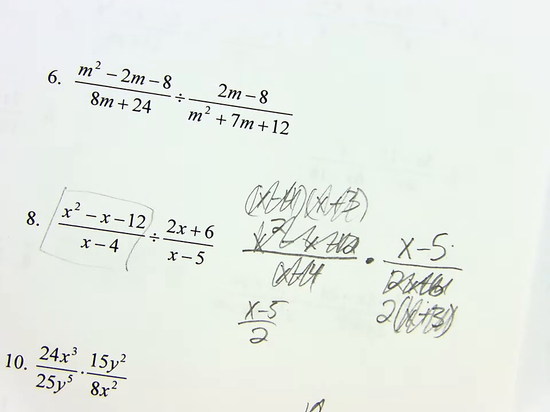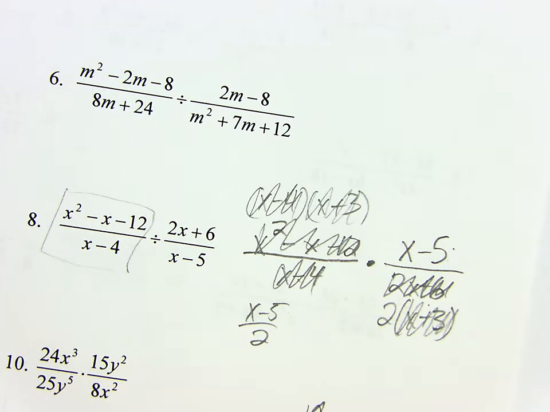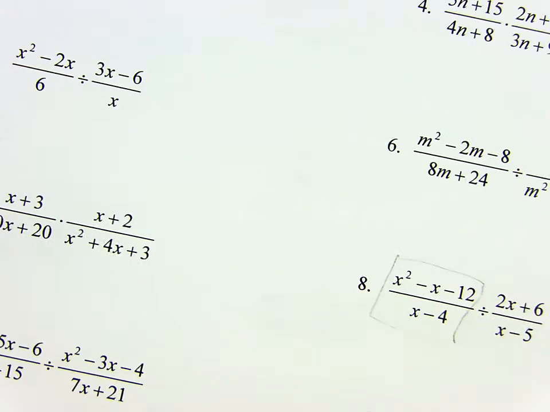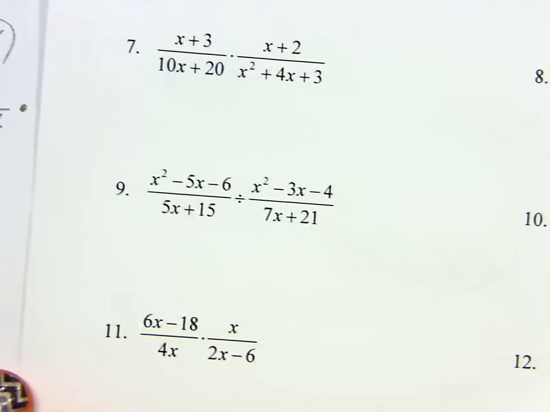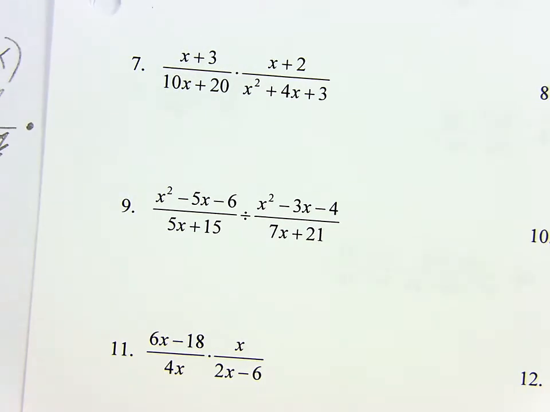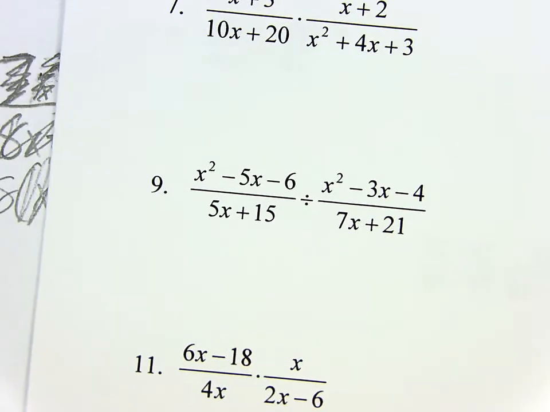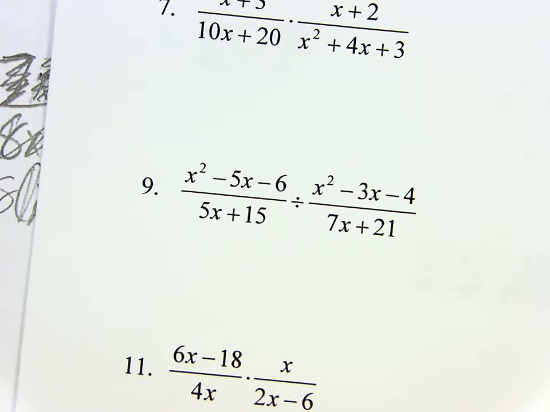Let's try one more division. How about 9? Everybody try 9. Wait, what did we get first? 8 was x minus 5 over 2.